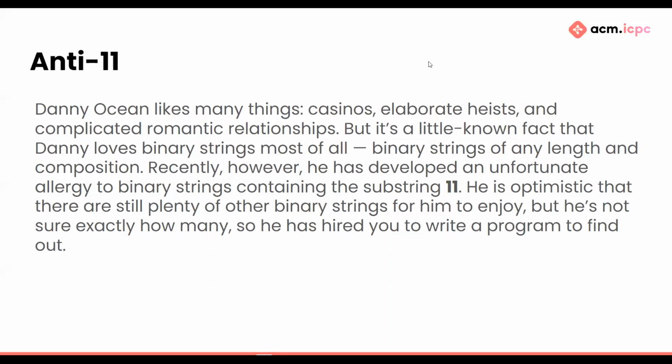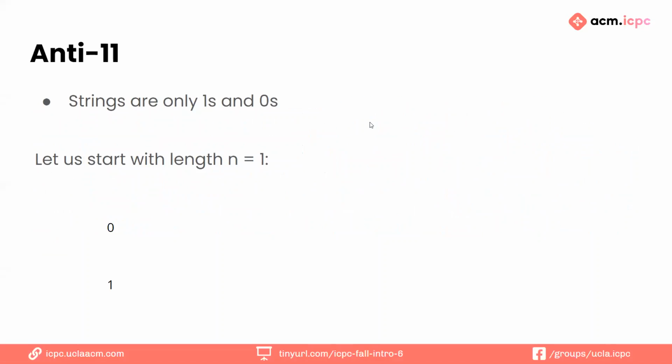The problem is basically: given an integer n, how many strings of length n do not contain the substring 11 when converted to binary. So let's start off with our base case, which is that our strings are always going to be only ones and zeros. For length 1, we have our two choices of 0 and 1, neither of which contain the substring 11.